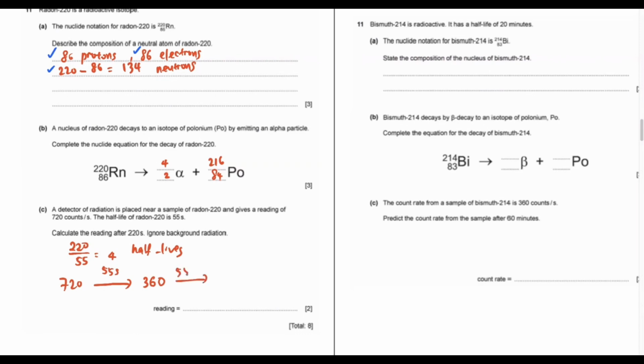After another 55 seconds, you divide by 2 again to get 180. Then divide by 2 again to get 90. 1 half-life, 2 half-lives, 3, 1 more. After another 55 seconds, 45. So 45 counts per second. So you're not going to minus the background radiation at the beginning to get this, and you're not going to add background radiation to get the final. So we can avoid those 2 steps if you are allowed to ignore the background reading.